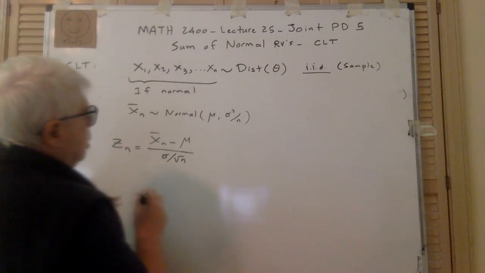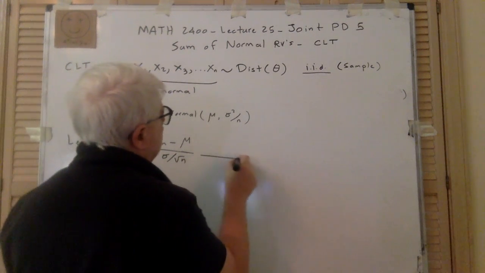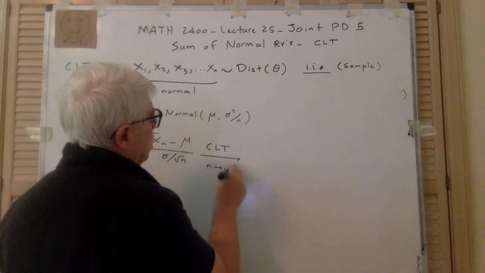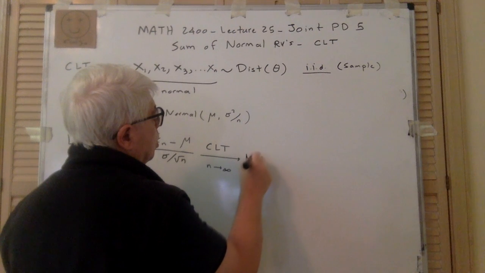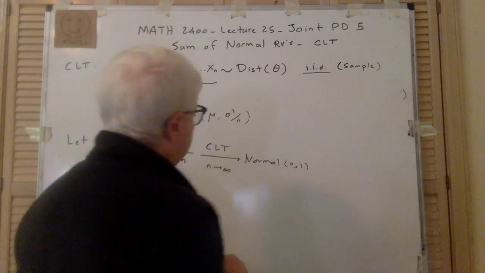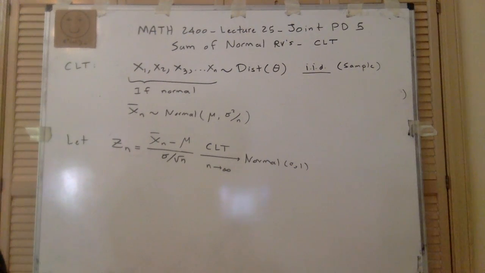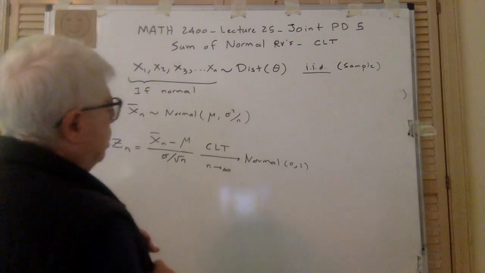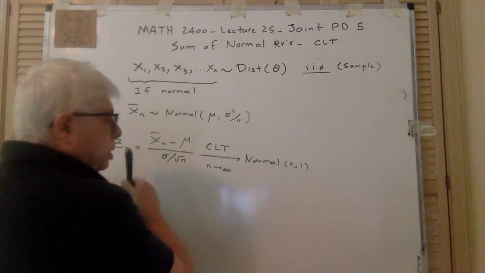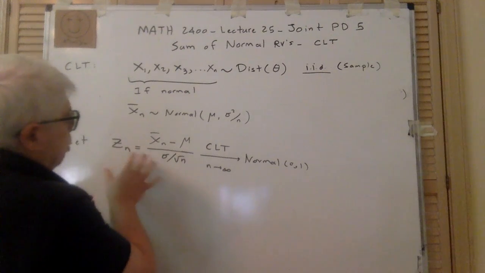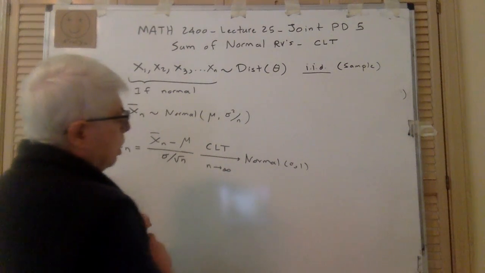Then the central limit theorem says that this thing, as n goes to infinity, approaches normal 0, 1. Okay? This approaches normal 0, 1. That is amazing. In fact, it means that in distribution, it approaches this. So the distribution of this, whatever the Zn is, approaches normal 0, 1.